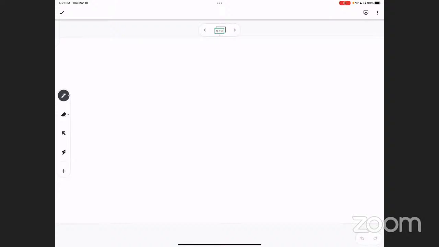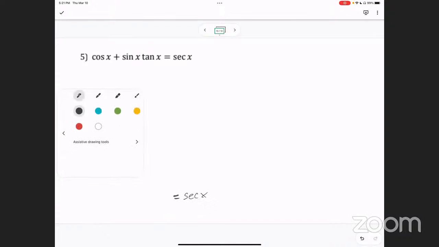Let's see. That one was 4, I believe. I think so. I'll do 5. Yeah, it was 4. Perfect. Wait, no, it's a different one. So it's secant of x equals secant. I'm going to put that at the bottom. Go ahead, tell me what to do.